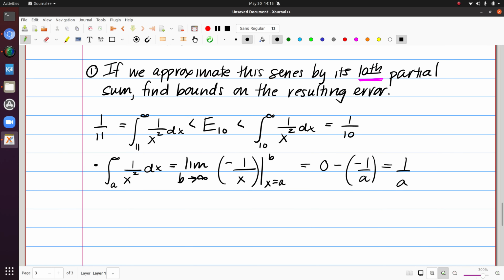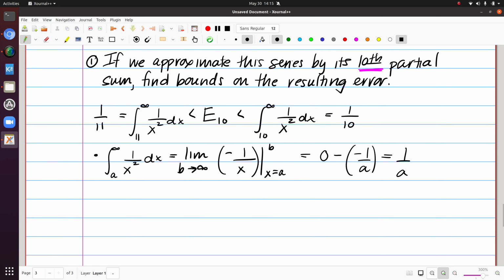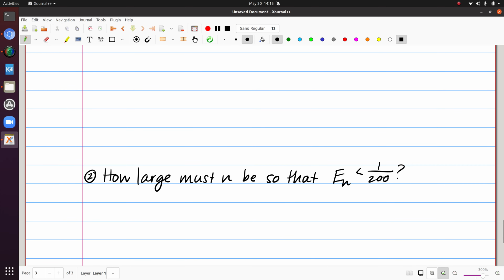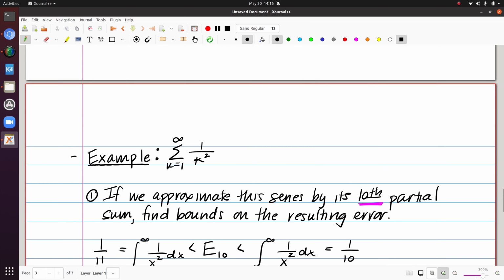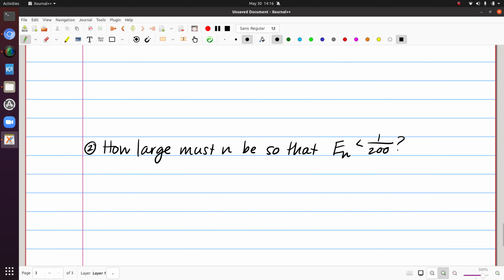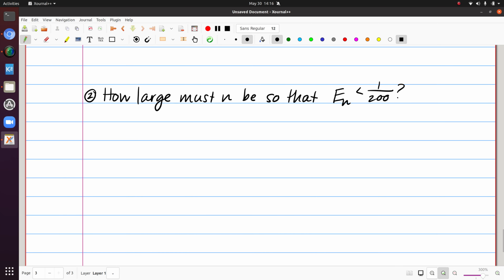We might instead be curious to find out how many terms would we have to add so that we're close enough for what we'd like. And we can do this with the same kind of setup here. So I still have the same sum from 1 to infinity of 1 over k squared. If the question is here, how many terms would I have to add until I would be assured that my approximation was within 1 over 200 of the true answer?